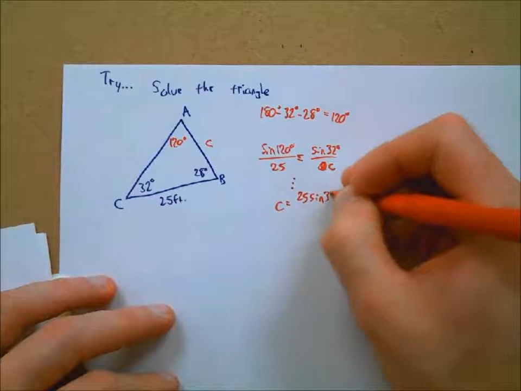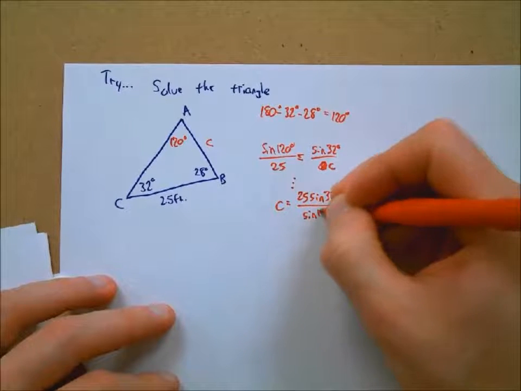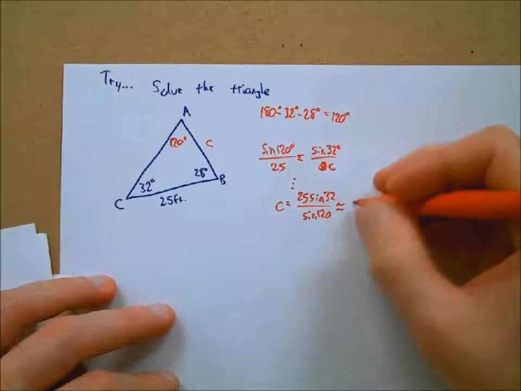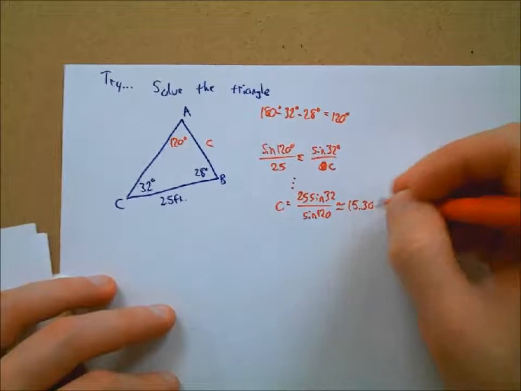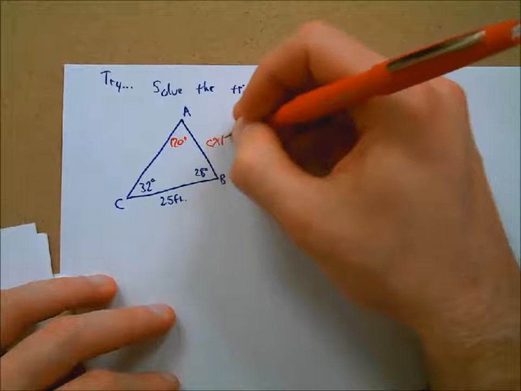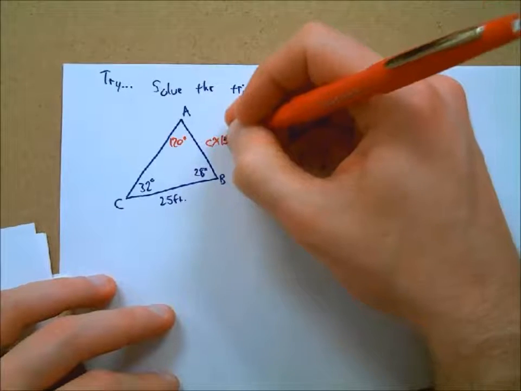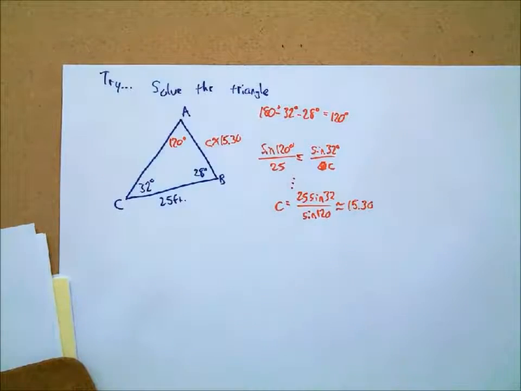Good, I like that precise answer. And then what's the decimal approximation there? 15.30. To the hundredths, okay, that's fine. So about 15.30 there. Thank you, Parker. That was well done, though.